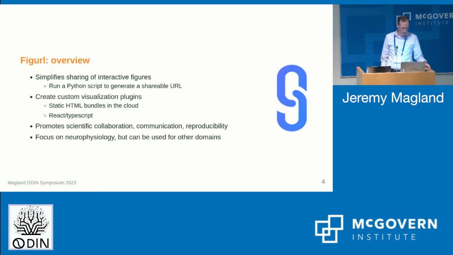So an overview of FigURL. Basically, it simplifies sharing of interactive figures. You run a Python script. The Python script generates a URL, and then you can share that with somebody else. And you can create custom visualization plugins for this. So it's supposed to be modular, and it promotes scientific reproducibility and collaboration. Right now I've focused on neurophysiology, but this framework could be used for other domains.